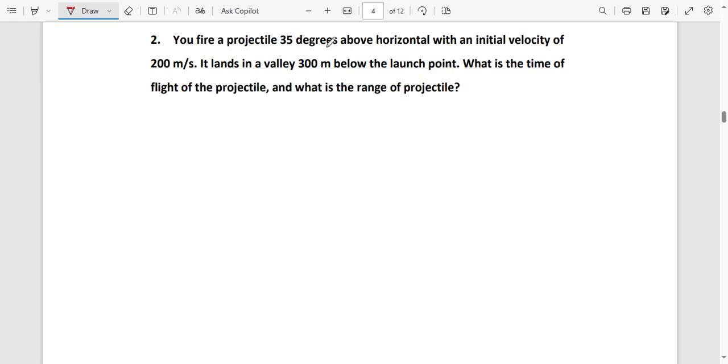Remember, you project a projectile above the horizontal with an initial velocity of 200. It lands in a valley. So meaning you throw it from somewhere at the top, and then you release this projectile like that, and then it went down. The angle at which we had thrown this one is 35. The height of the valley below is 300, from the top of the throw.